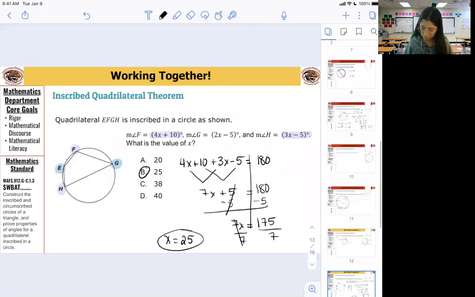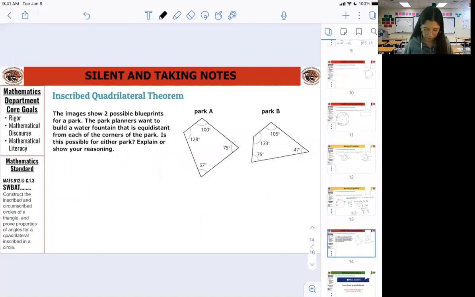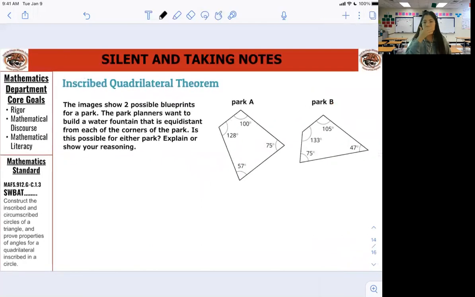Okay, let me see what this one's about. Here's a good one. Can I have a volunteer read this one, please?